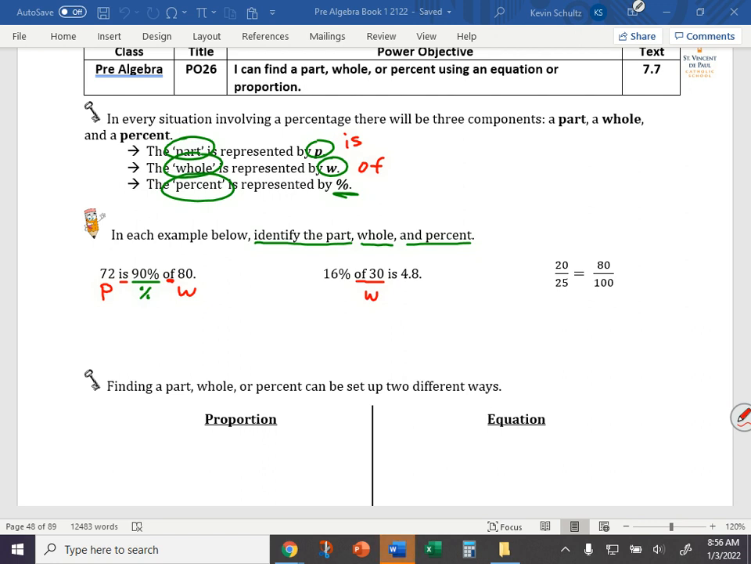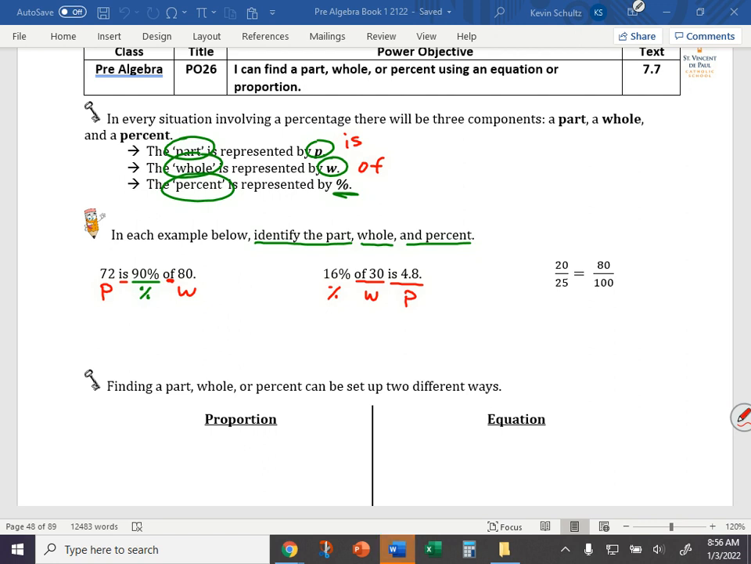That 4.8 comes after is, but it's the number that's associated with is. 16% of 30 is 4.8. That makes 4.8 the part. And then obviously our percentage is pretty easily identifiable here, 16%. So your clue, especially for that whole, is that word of.